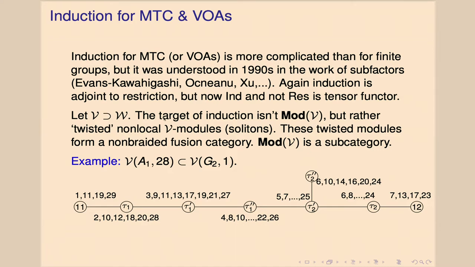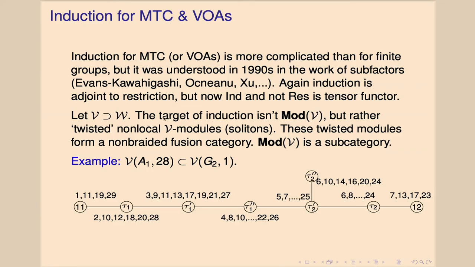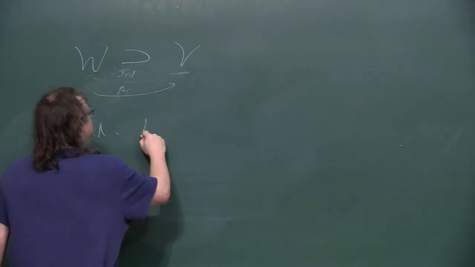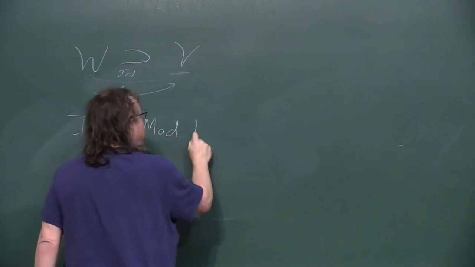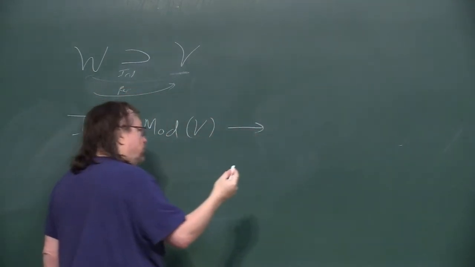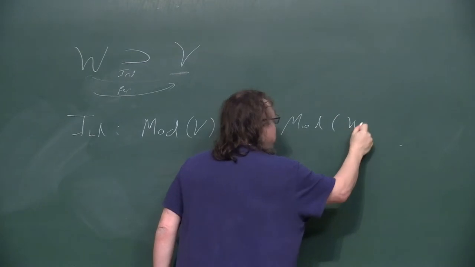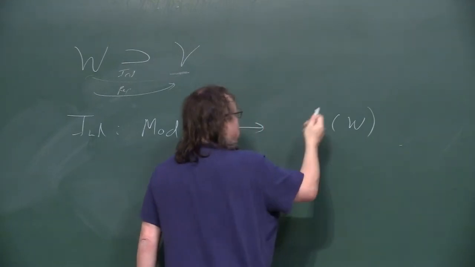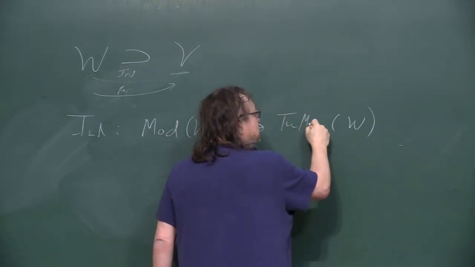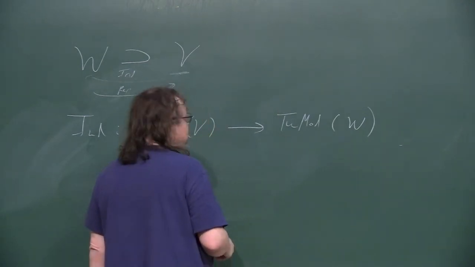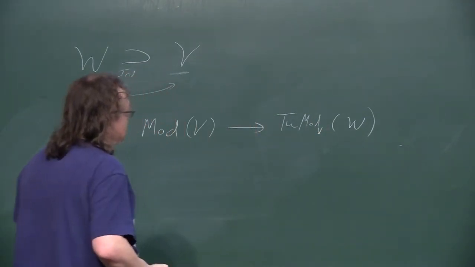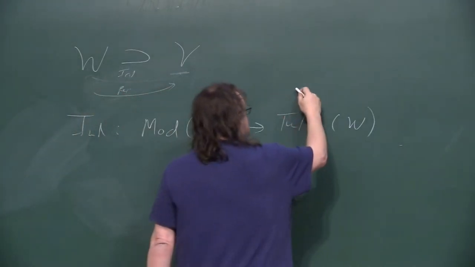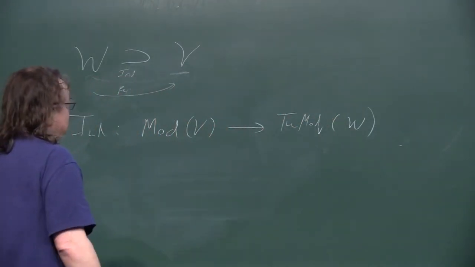So almost everything, okay, I'll write this down shortly. So it goes to non-local modules, and then you can restrict, maybe I should write it down here. So induction goes from the representation theory of the smaller VOA, and for groups, it would go to modules for the bigger VOA. But here, it overshoots, and it goes to what I'm going to call twisted modules. But this is a bit of an abuse of terms. It's going to cause confusion, but I'm going to use it anyways. And so it goes to non-local modules. Again, we'll talk more about this stuff later. So induction goes too far.